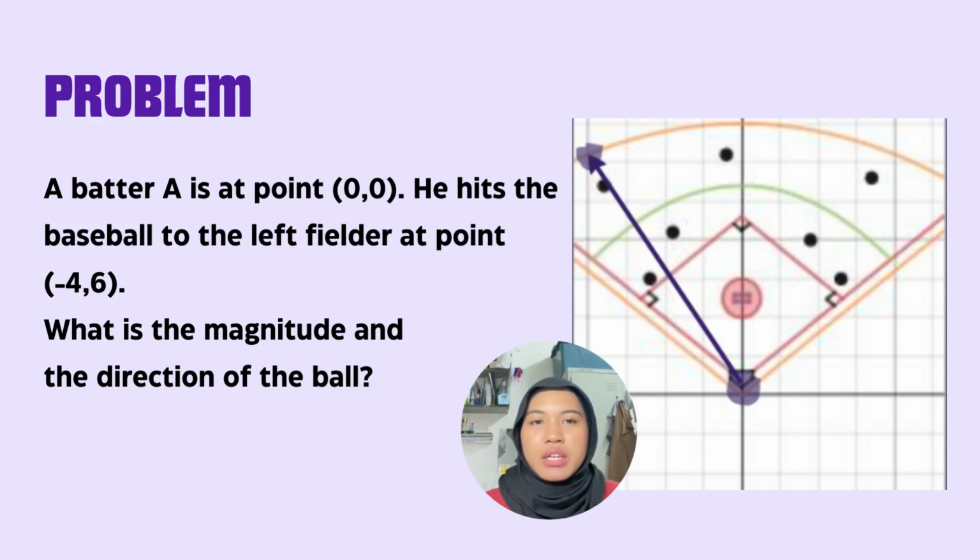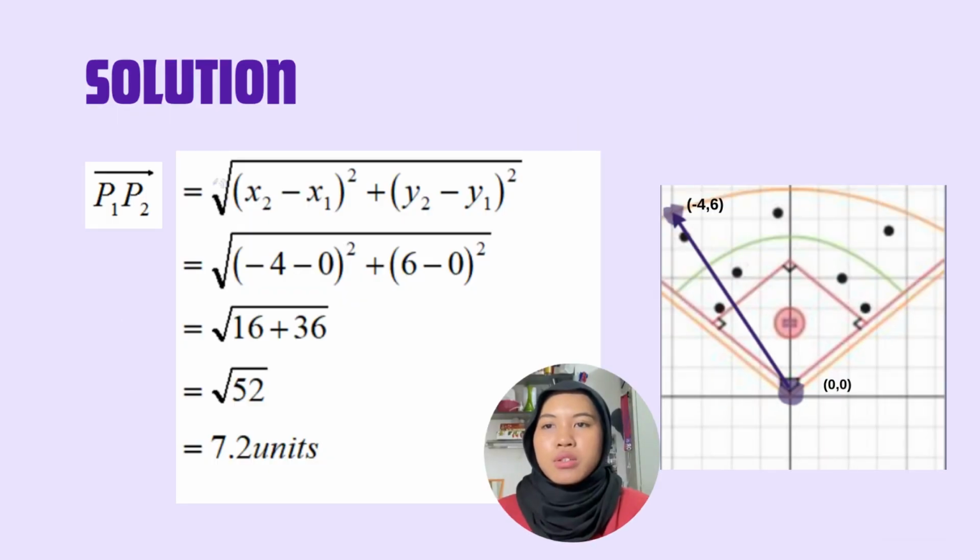A batter A is at a point 0, 0. He hit the baseball to the left fielder at point -4 and 6. What is the magnitude and the direction of the ball? Here is the solution. Batter A is at point 0, 0. He hit the ball to the left fielder at point -4, 6. To calculate the magnitude and direction of the ball, we can use vector mathematics.